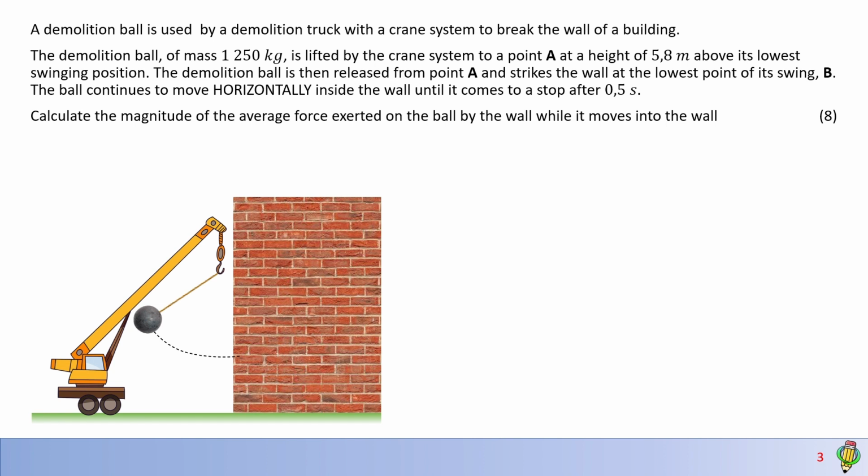wall of a building. The demolition ball of mass 1250 kg is lifted by a crane system to a point A at a height 5.8 meters above its lowest swinging position. The demolition ball is then released from point A and strikes the hole at the lowest point of its swing, B. The ball continues to move horizontally inside the hole until it comes to a stop after 0.5 seconds.